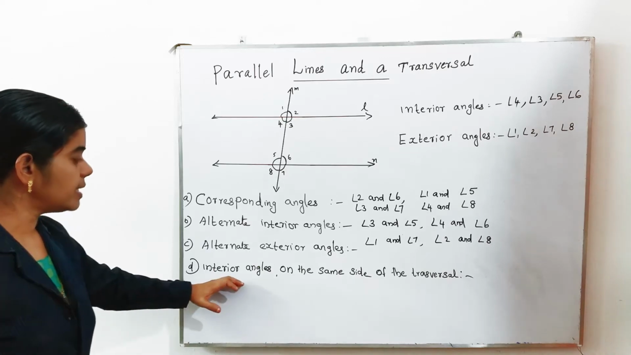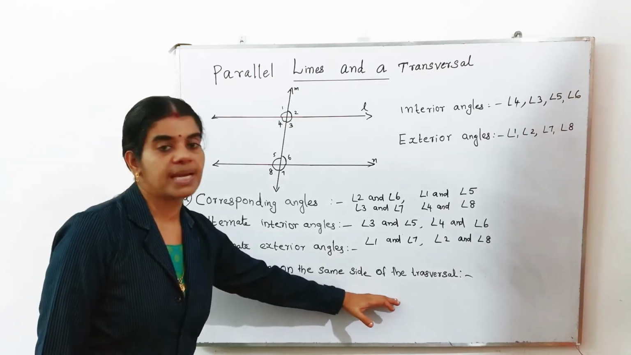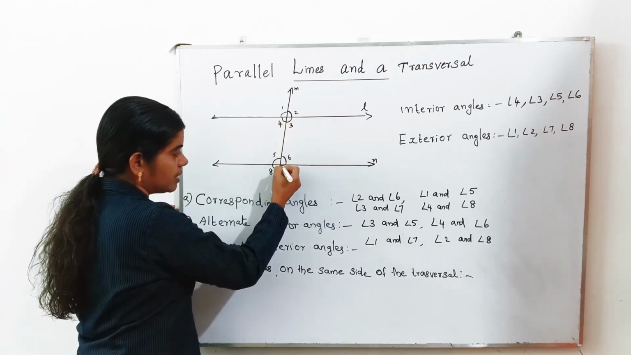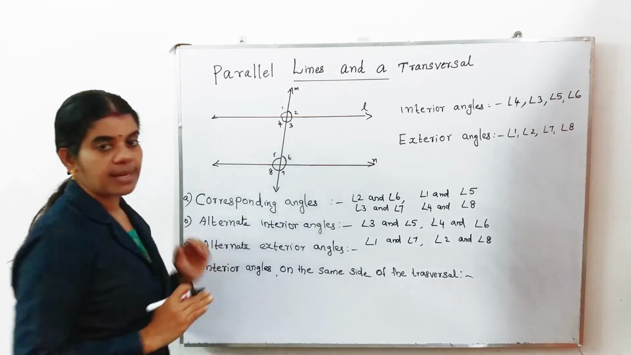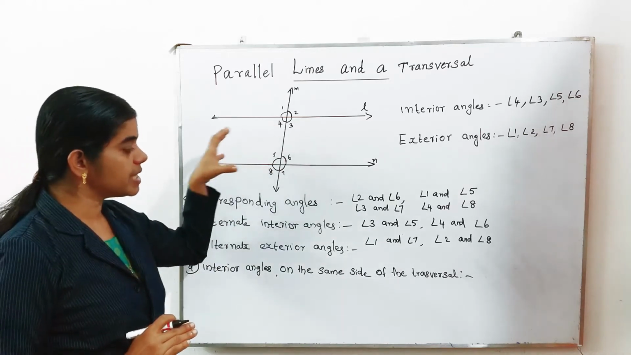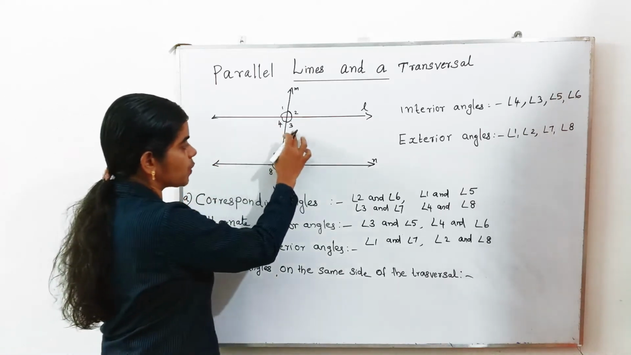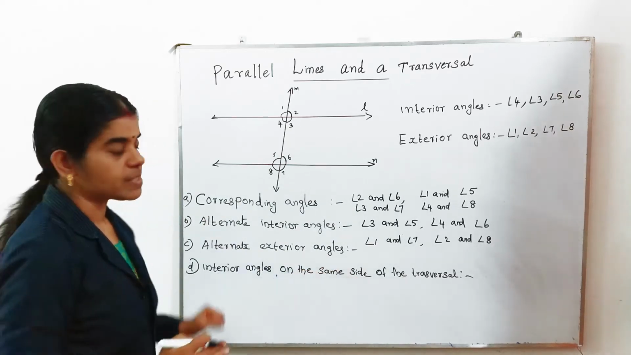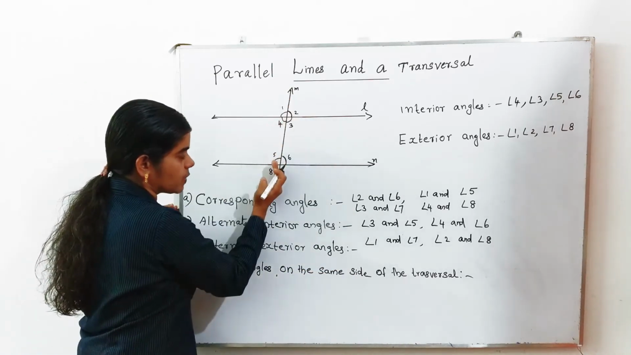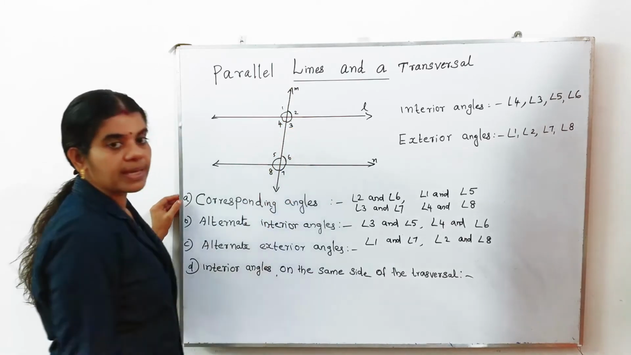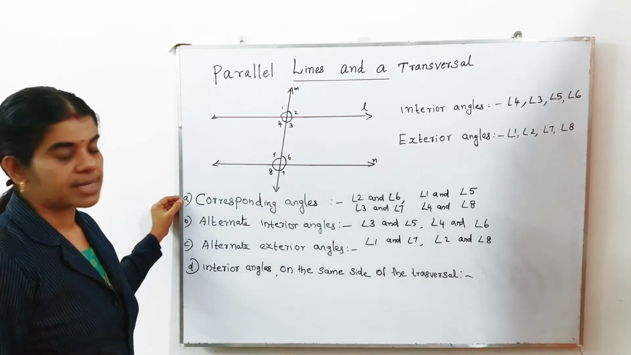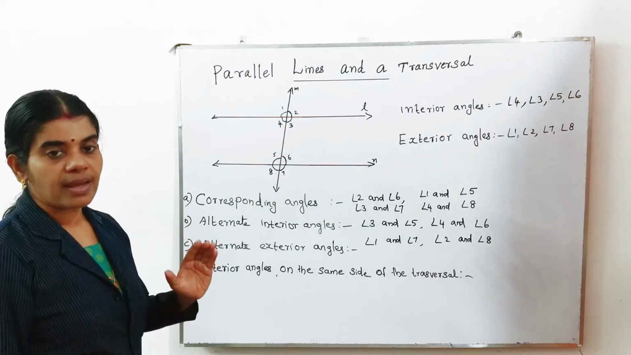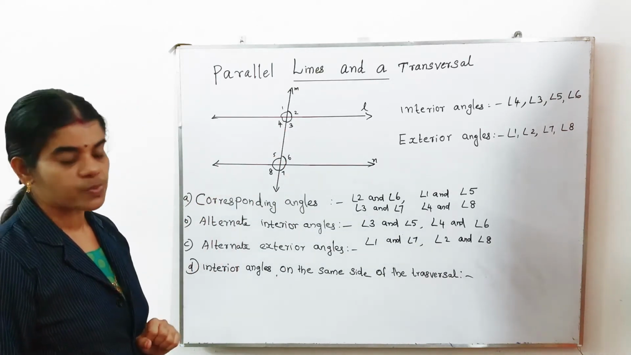Next one is interior angles on the same side of the transversal. This is the transversal, on the same side. Which are the angles? Interior angles means 4, 3, 5, 6. If we take this transversal, 3 and 6 will be the interior angles on the same side of the transversal. Then 4 and 5 will be the interior angles on the other side of the transversal.